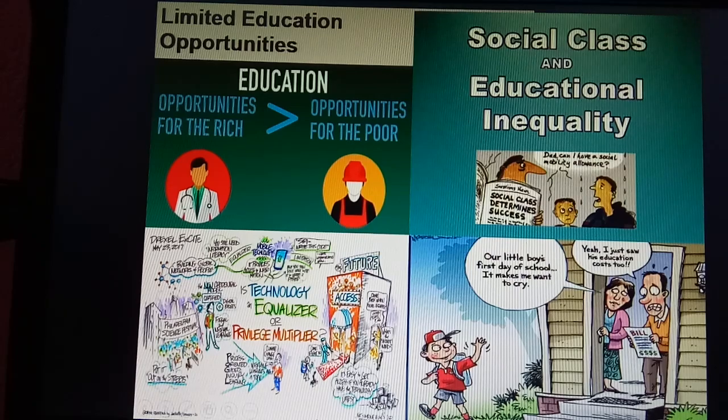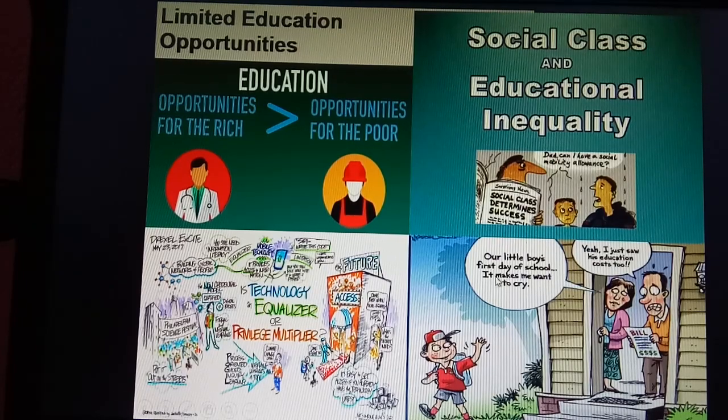Technology: equalizer or privilege multiplier. I just got this from the internet as well. It depends on us if we will believe it or not, but there is truth in it. Is technology an equalizer or a privilege multiplier? If you have access to technology, there are many opportunities. We can also cite success stories of people who did not finish a certain degree but started a business, did online selling, and became successful. So technology can be both an equalizer and a privilege multiplier, if one has access to it, of course.